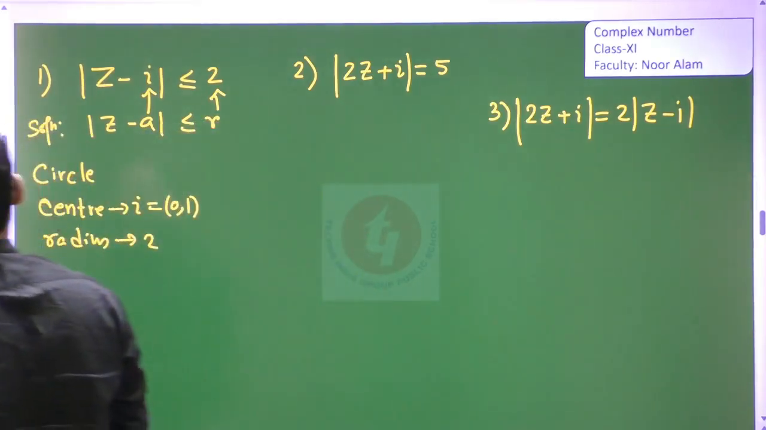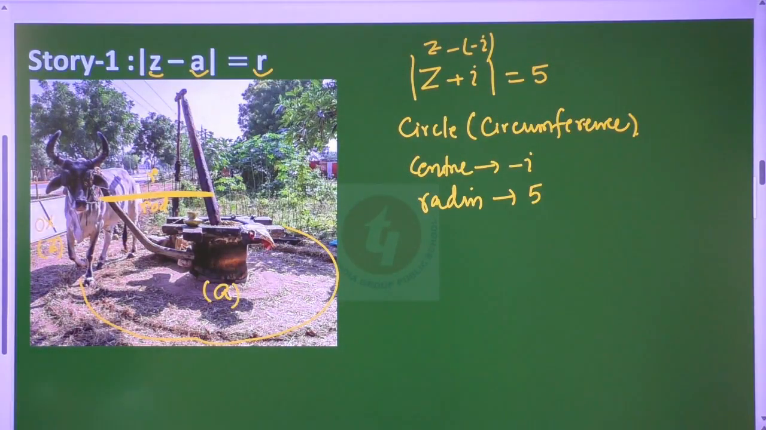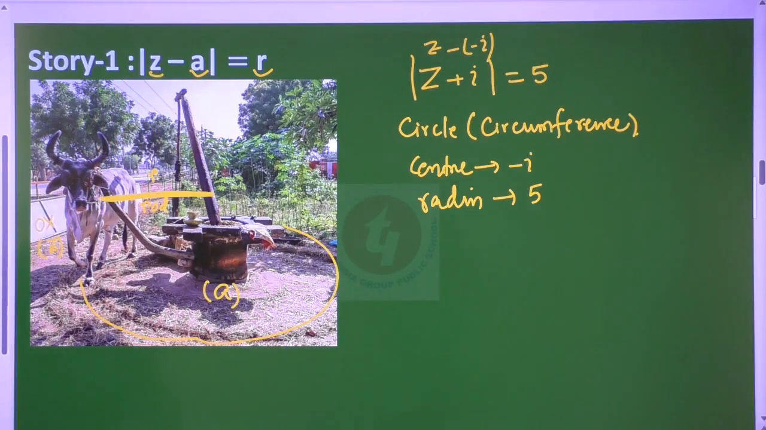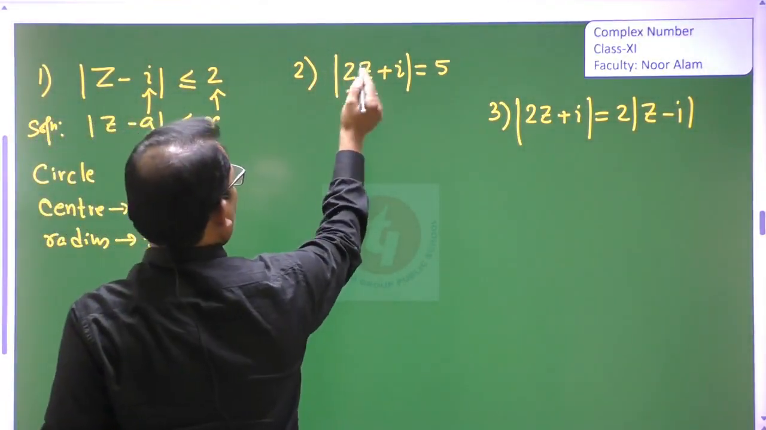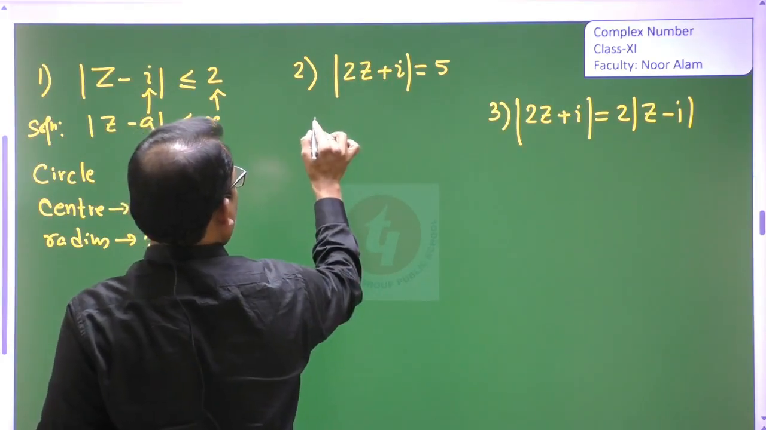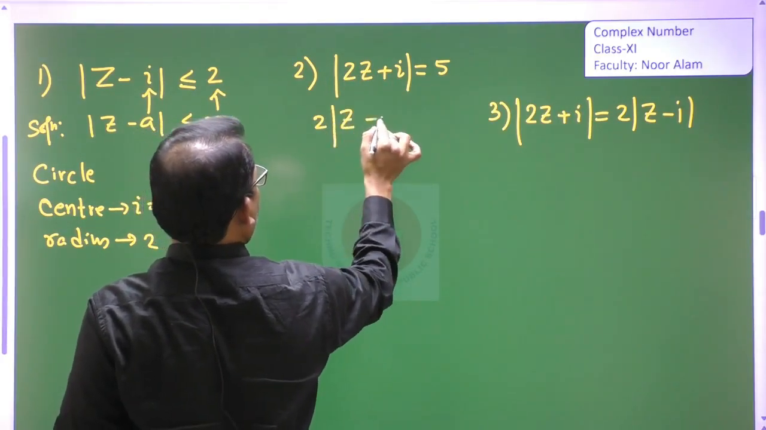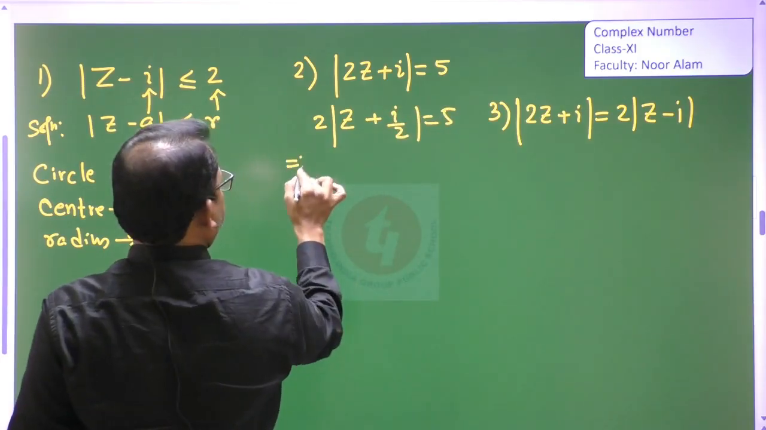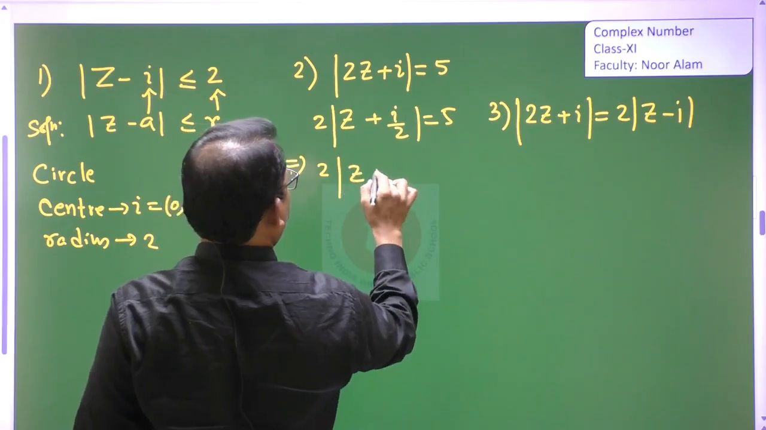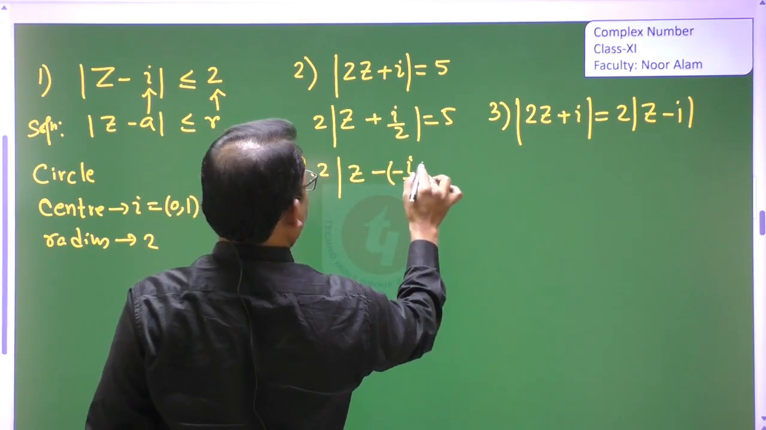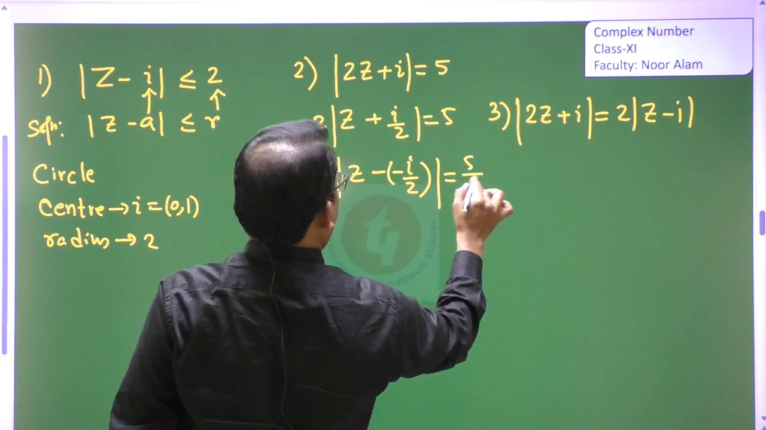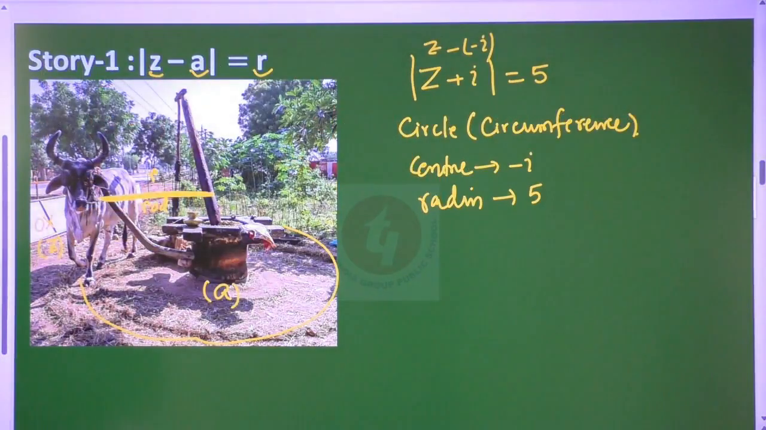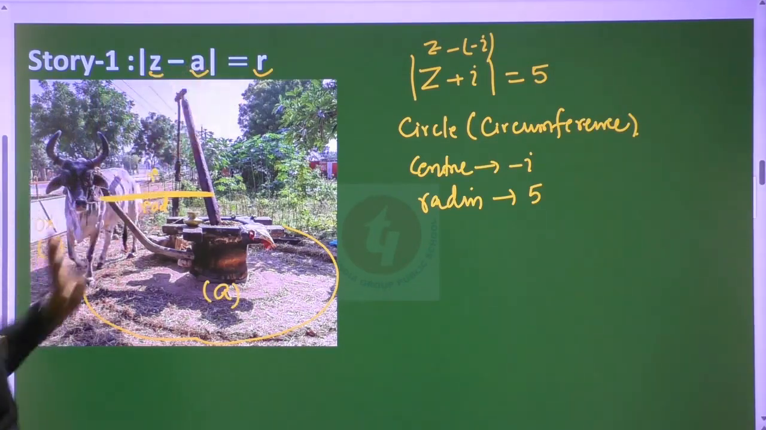What about this one? It is similar to our formula. So here z minus a should be there. Now you have to take 2 common so that the coefficient of z becomes 1. So it will be 2 times z plus iota by 2, which is 5. In the next step you can write 2 times z minus of minus i by 2 is equal to 5, so I can move the 2 to the right hand side, giving 5 by 2. So it is similar to this formula: mod of z minus a is equal to r.